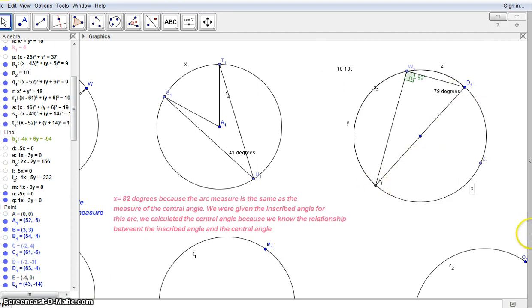It's pretty cool. We're asked to find values for X, Y, and Z in this case, and we're told this is 78 degrees. We know the relationships. If this is 78, this is 156. Therefore, Y, the measure of the arc, is 156 because it has the same measure as the central angle.